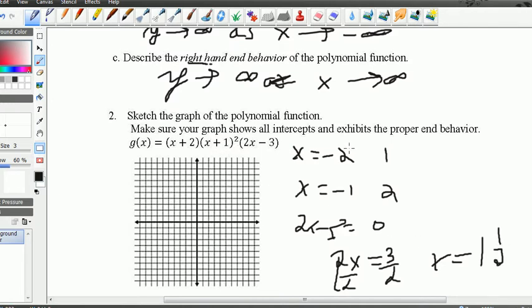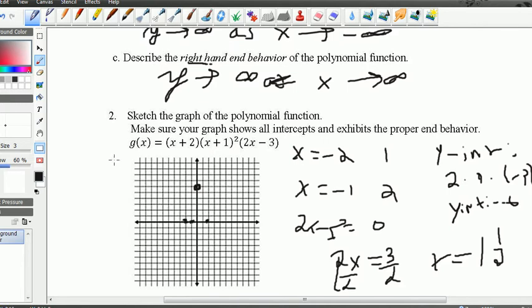Multiplicity is the degrees. Remember, we like to find the y-intercept while we're here. Put in a 0 for x. That tells me I have 2 times 1 times negative 3. So my y-intercept is going to be negative 6. Plot that point. 1, 2, 3, 4, 5, 6. There he is. Intercept at 3/2, intercept at negative 1, and intercept at negative 2.